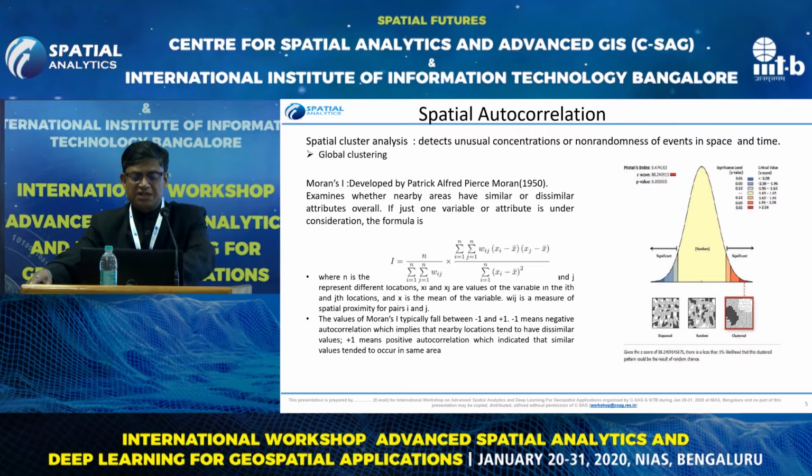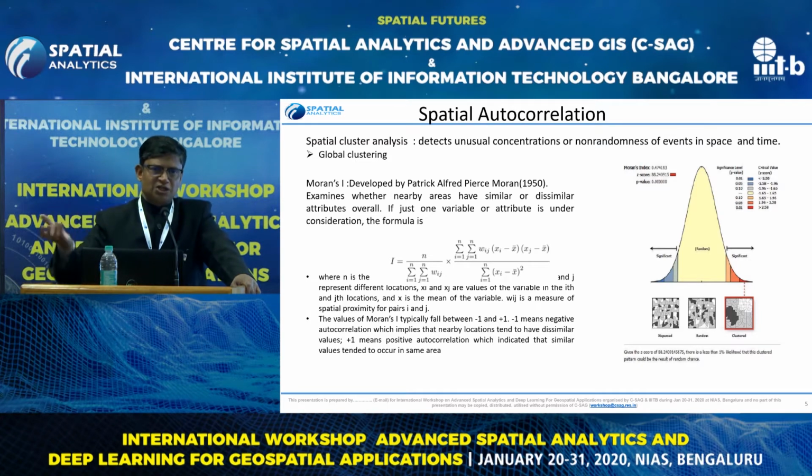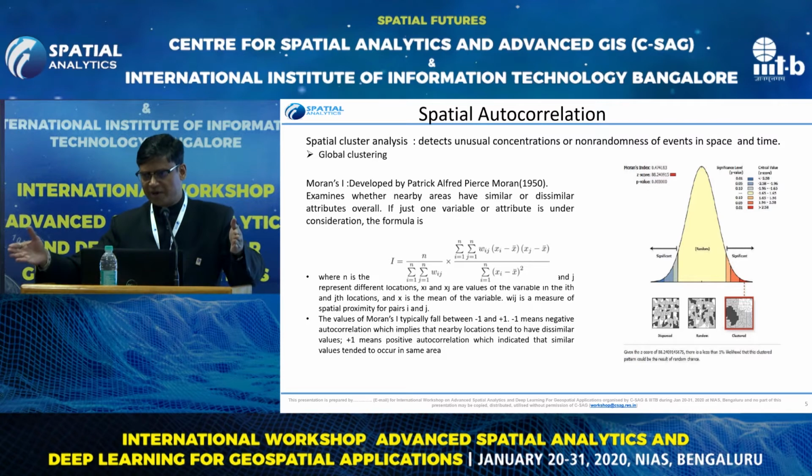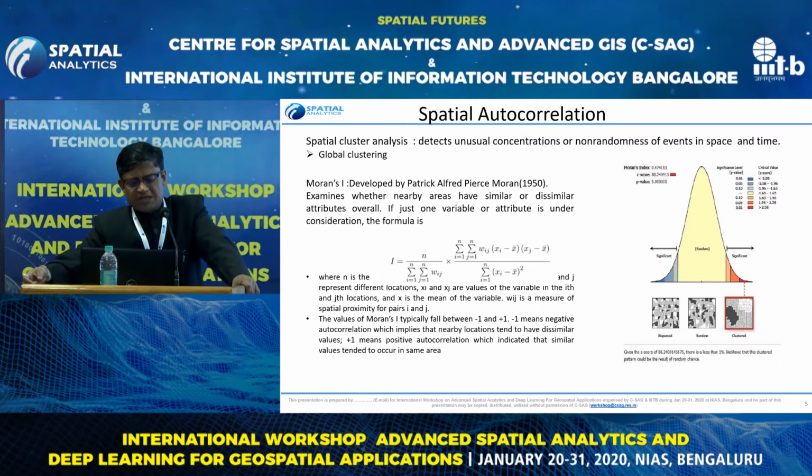Now, coming to spatial autocorrelation, it detects unusual concentrations or non-randomness of events in space and time. Let us revise the basics of statistics, correlation and regression. Correlation is a relationship between two objects, and regression is when there is a dependent variable and an independent variable, the impact of one on the other. So autocorrelation basically detects unusual concentrations of events.